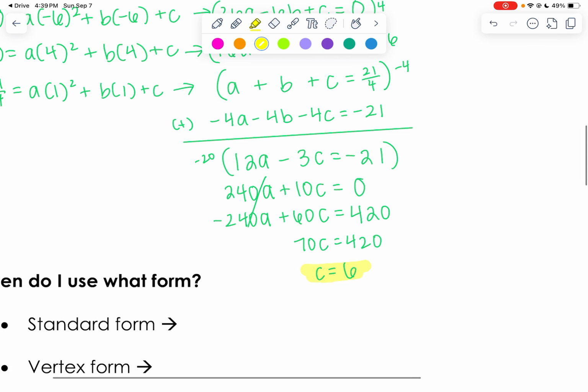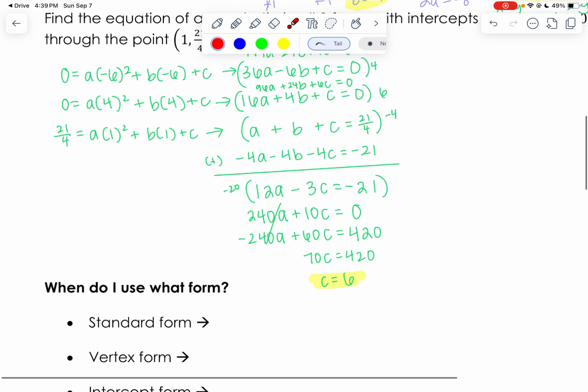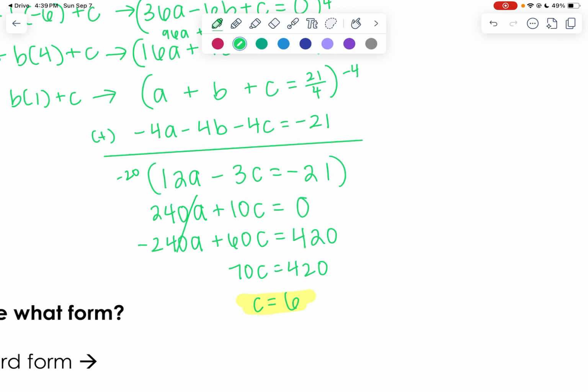And now I'm going to find A. Let's just use the top one, because it has smaller numbers. So I'm going to do 12 times A minus 3 times C, which is 6, equals negative 21. 3 times 6 is 18, so that's minus 18. Then add 18 to both sides. So 12A equals negative 3.